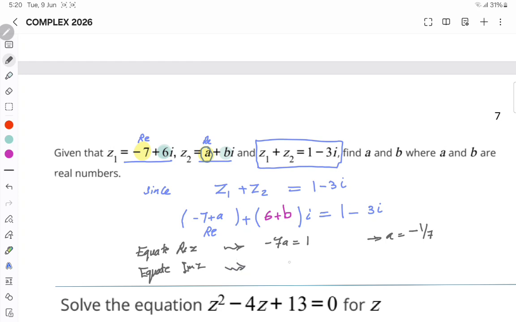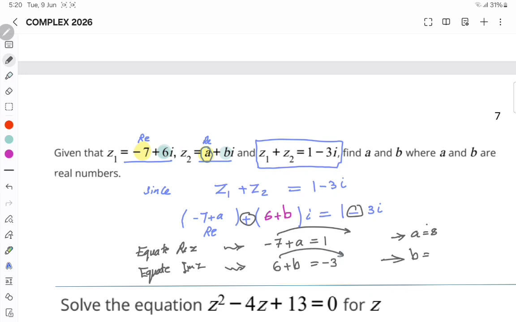So when we equate the imaginary, I got 6 plus p. Sorry for that, the previous one here. It will be negative 7 plus A equal 1. So A equal 8. It's shifted to other side. In the second one, 6 plus p, the signs here are different. So it will be equal negative 3. So the value of B is equal, shifting 6 to other side, negative 3 minus 6, it will be negative 9. So that is the values of A and P.